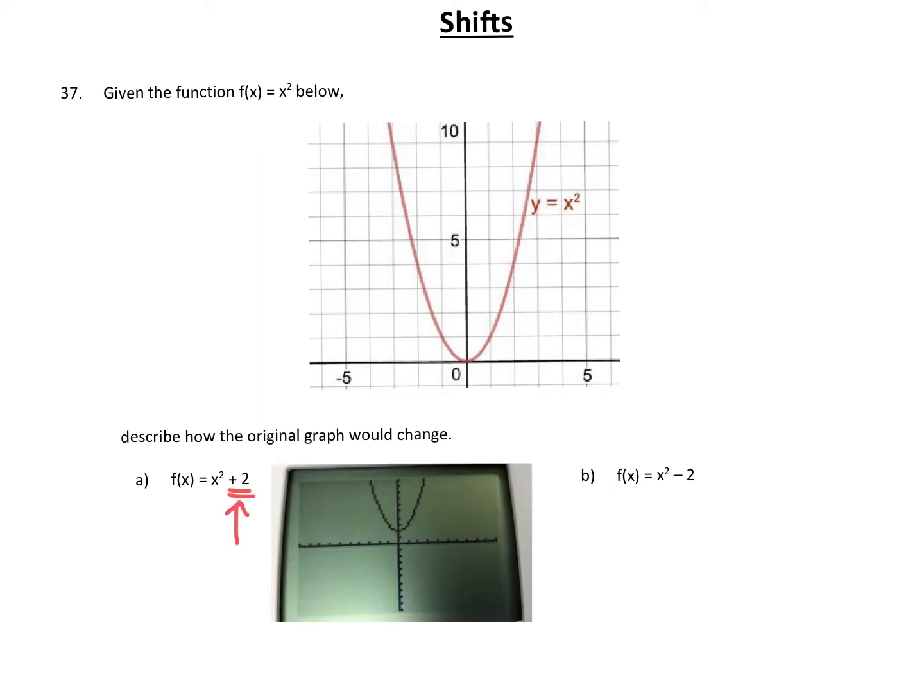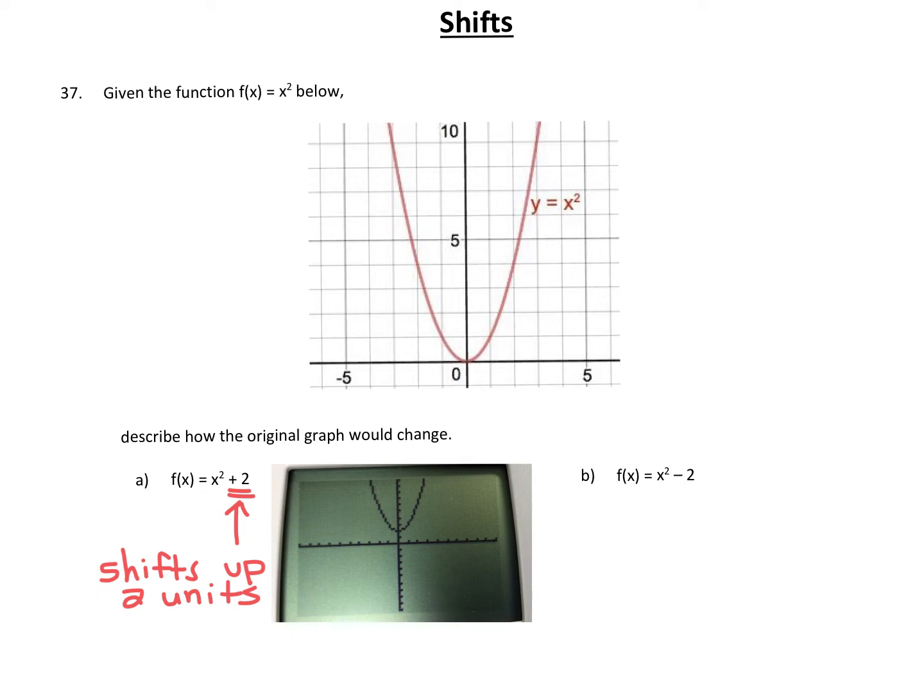All right, so this is what our new graph looks like. Now, if we compare this to the original, what you'll notice is it's the same thing, but it's just shifted up 2 units. The vertex was at 0, 0. Here, our vertex is at 0, 2. So when you add a number to the end of a function, basically it's going to shift your function up.